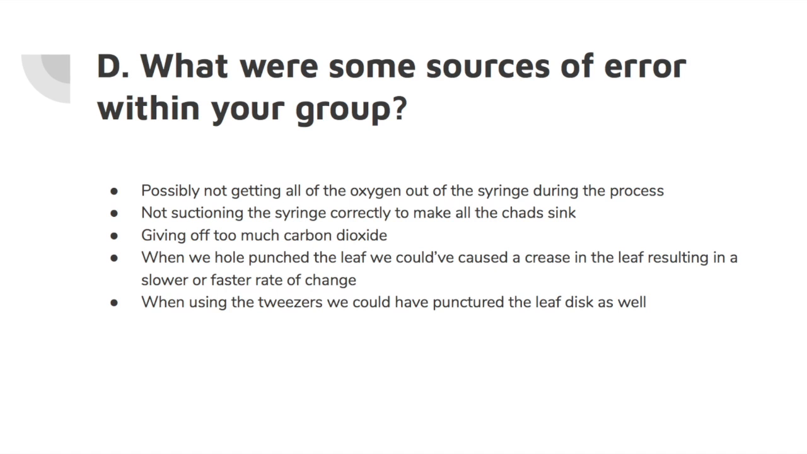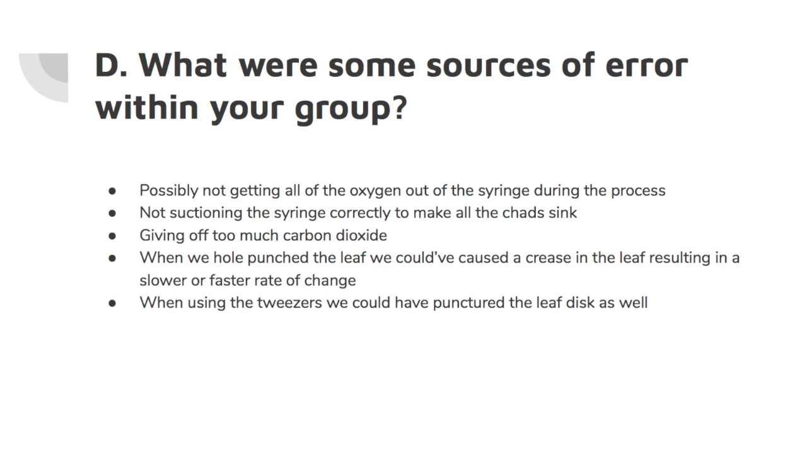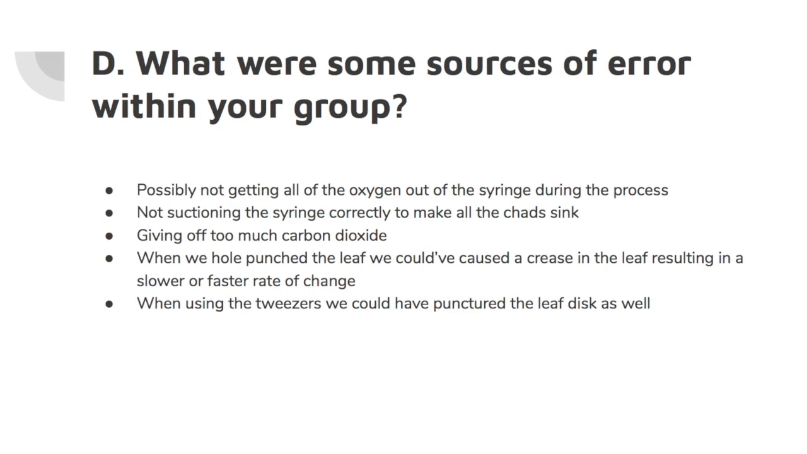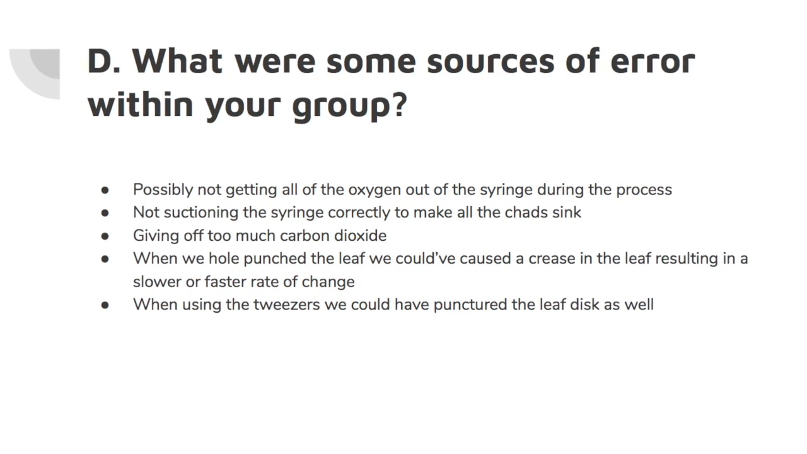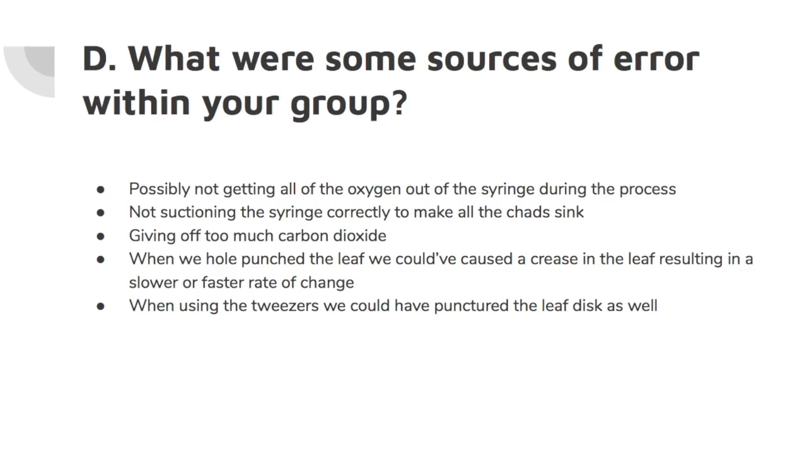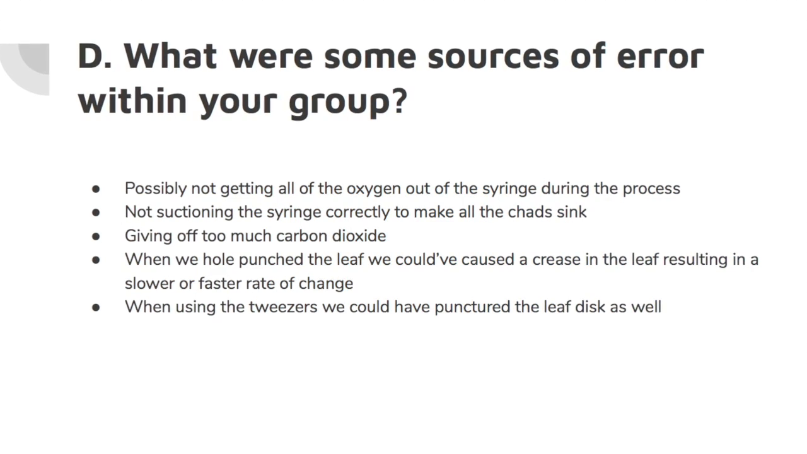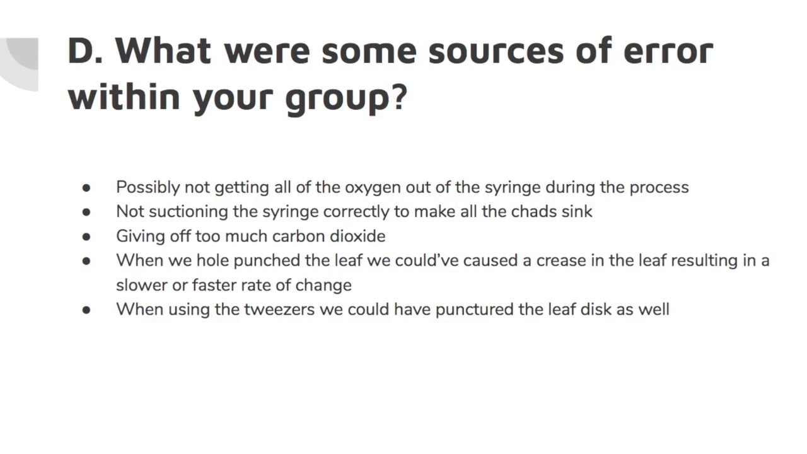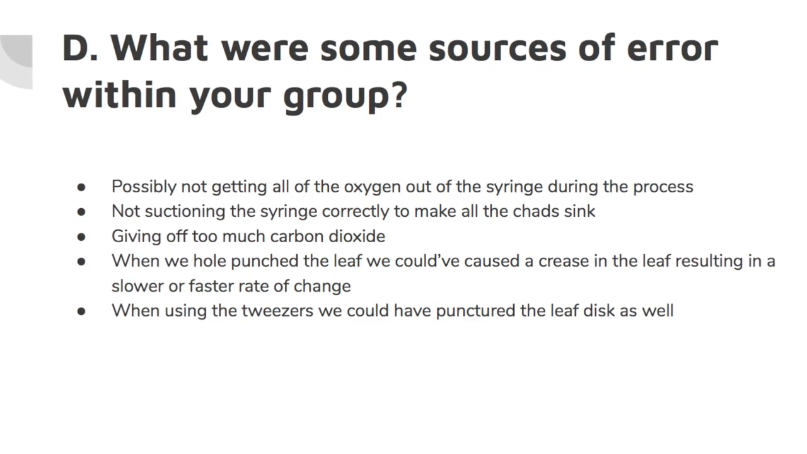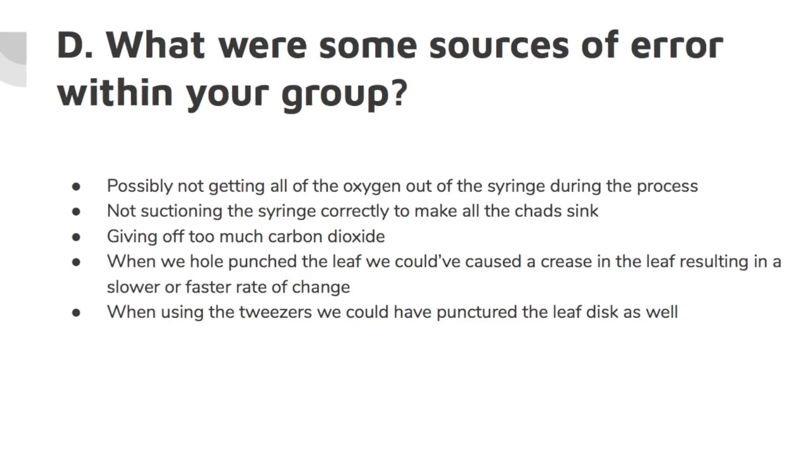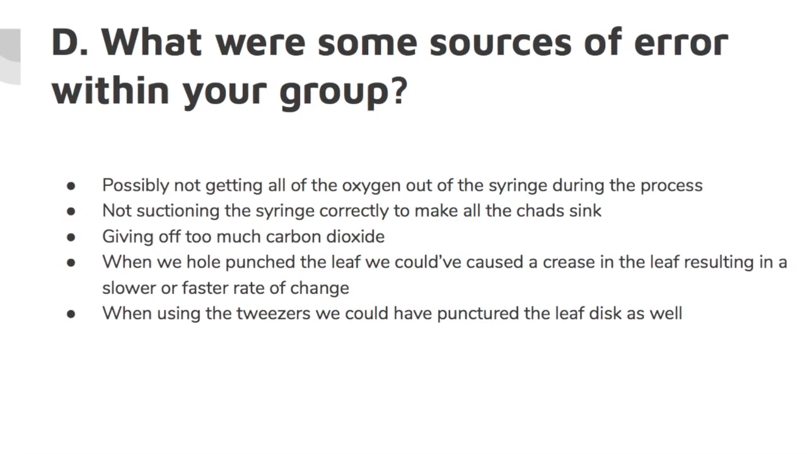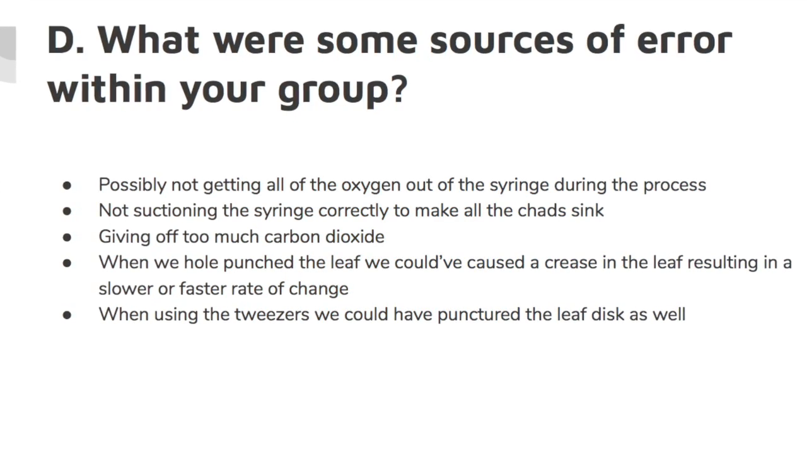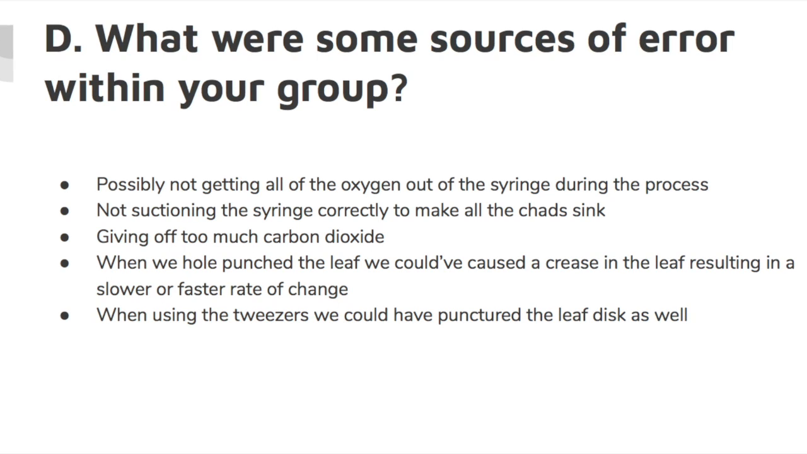Some of the sources of error within our group were possibly not getting all of the oxygen out of the syringe during the process, not suctioning the syringe correctly to make all of the chads sink, giving off too much carbon dioxide. When we hole punched the leaf, we could have caused a crease in the leaf, resulting in a slower or faster rate of change. When using the tweezers, we also could have punctured a hole in one of the leaf discs as well.